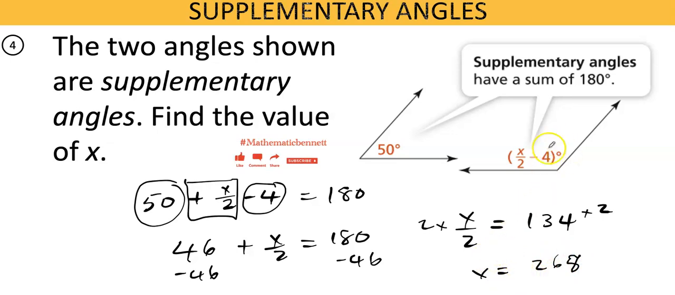We can check our answer. 268 divided by 2 minus 4. So 268 divided by 2 would give me 134, and we minus 4, we get 130. So 130 plus 50 does give us 180. So we know we are correct.